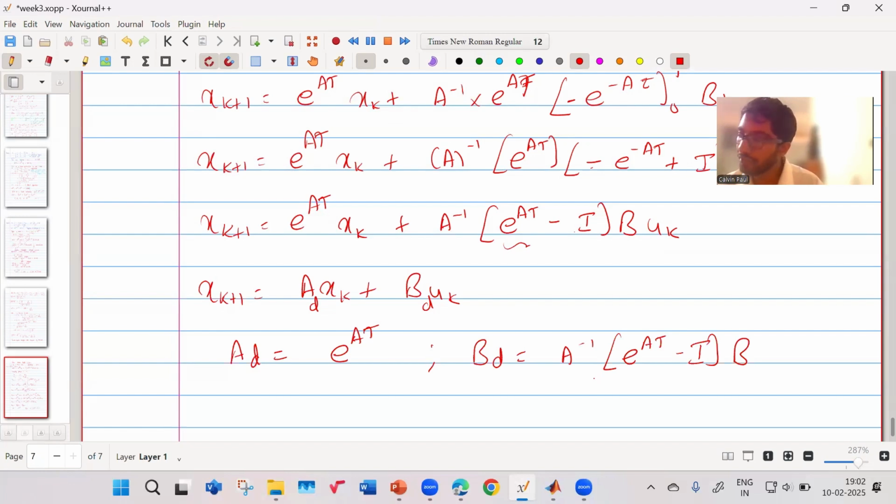So now what can we do with these matrices? How do we find these matrices? Okay. e to the power A T, we can use MATLAB and we can do it. Or you can use the Laplace inverse transform and you can get e to the power A T. And B discretized you can find using this method. Once you find e to the power A T, you have to just substitute the value here, subtract I, and we find A inverse and B. Okay, so this is a way to do it.